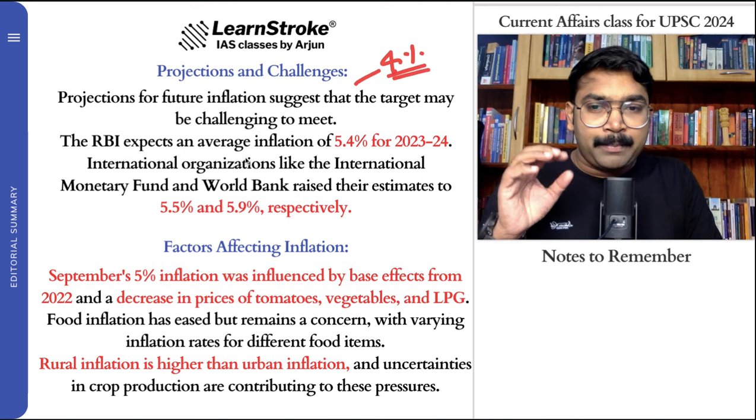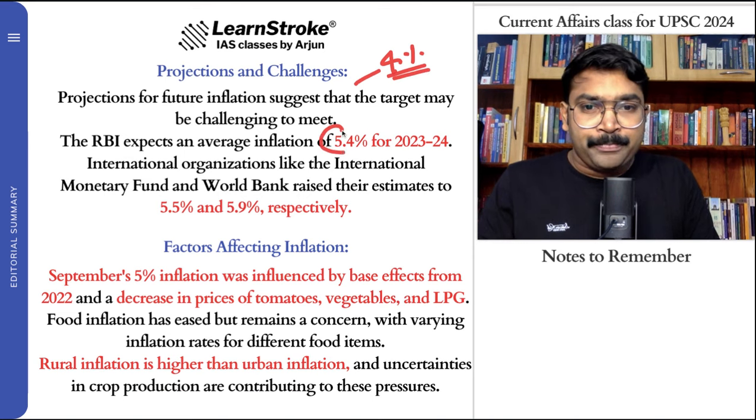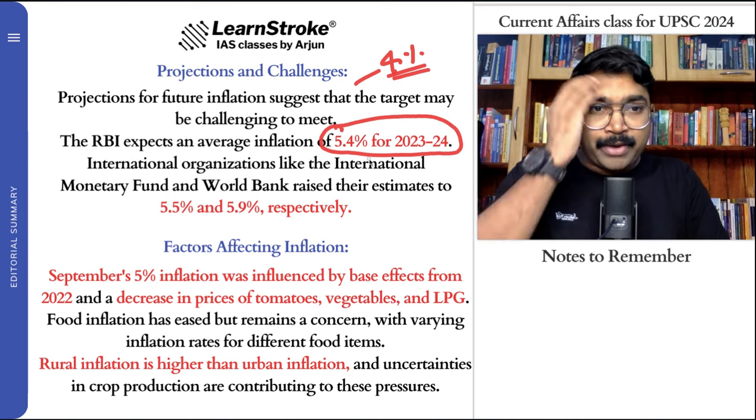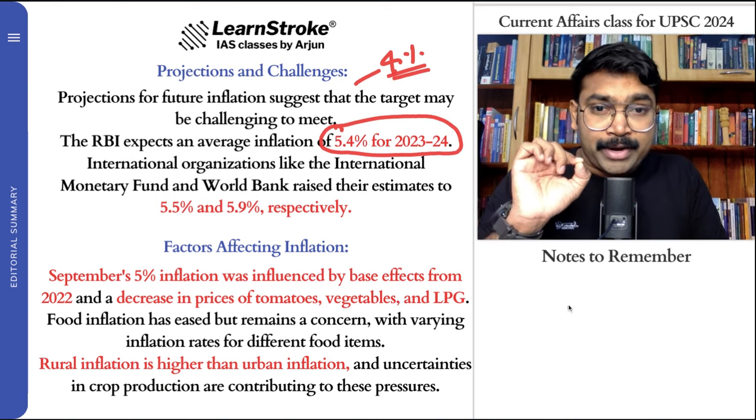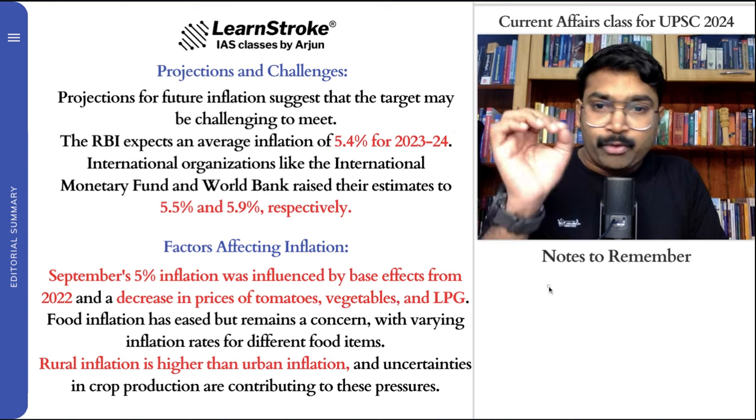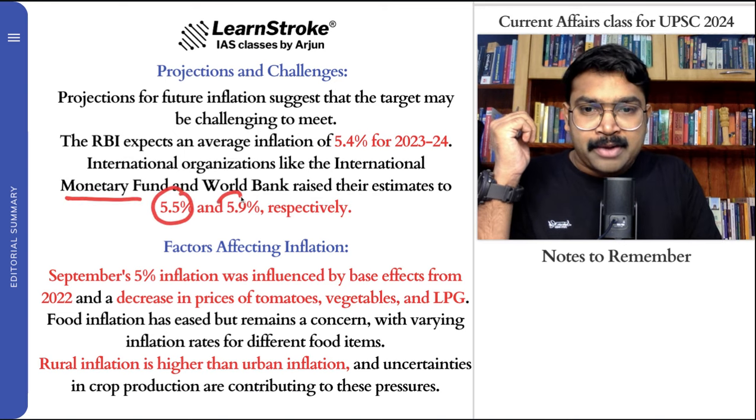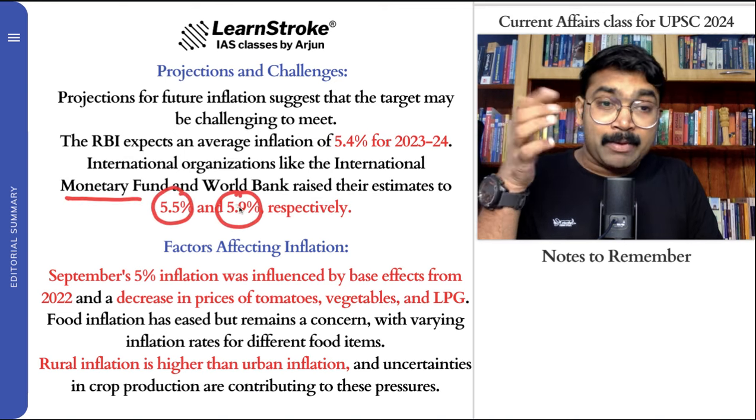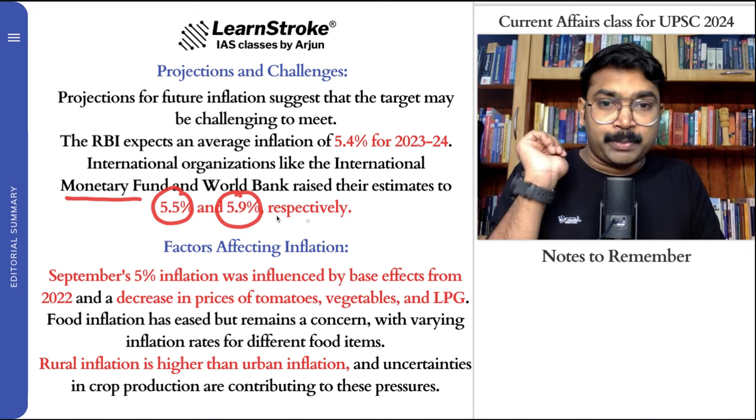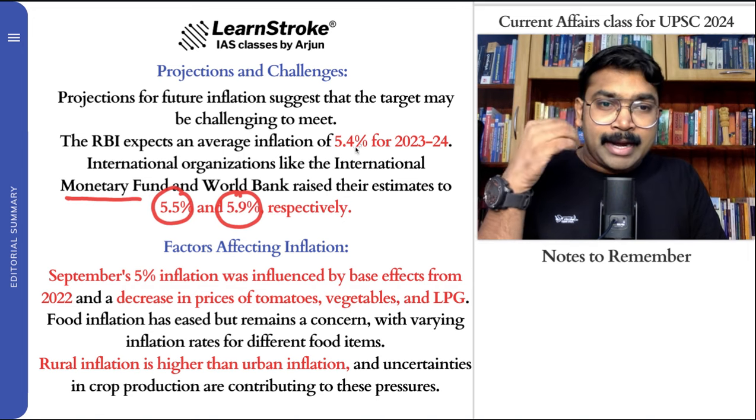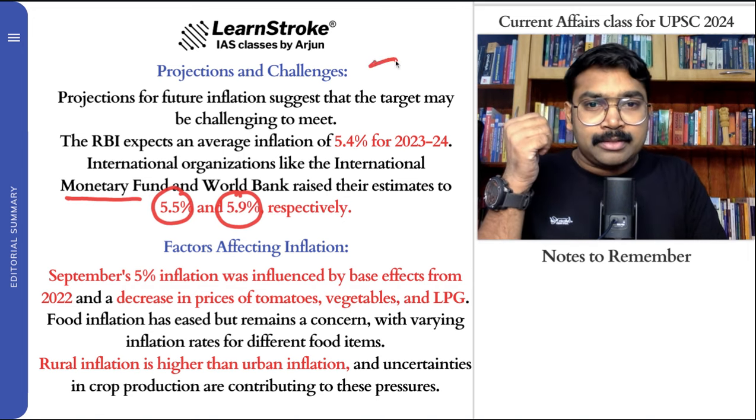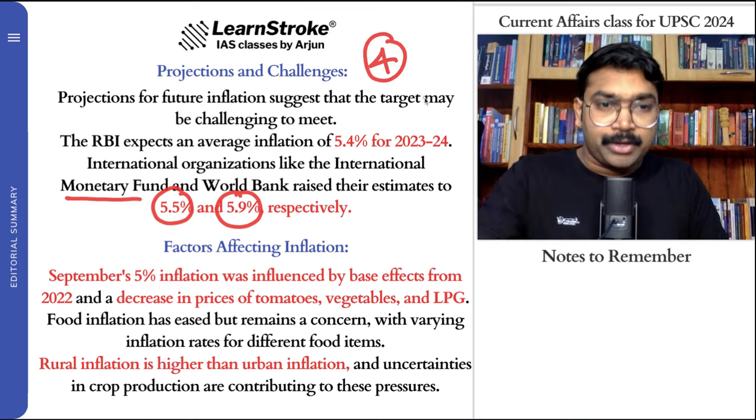But the RBI is expecting an average inflation of what? 5.4% for FY23. So it has come down to 5, but we are expecting an average of at least 5.4%. And even the World Bank and IMF are expecting 5.5 and 5.9. That is the World Bank and IMF's projection. But now we have got 5, and getting into 4 is the really good thing. If we have it under 4, it's really good.